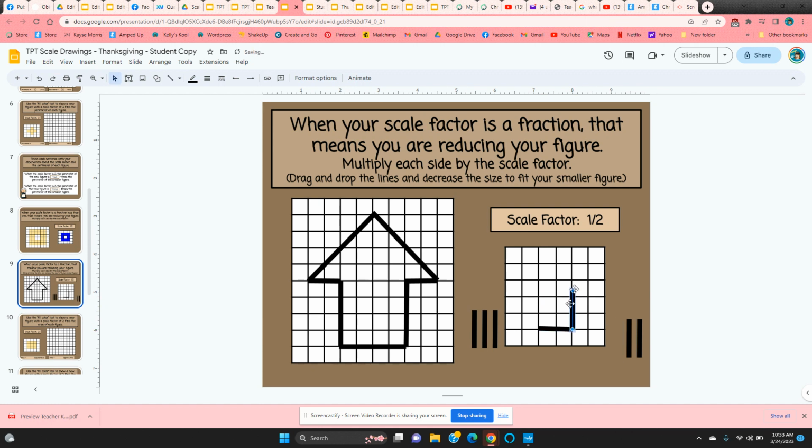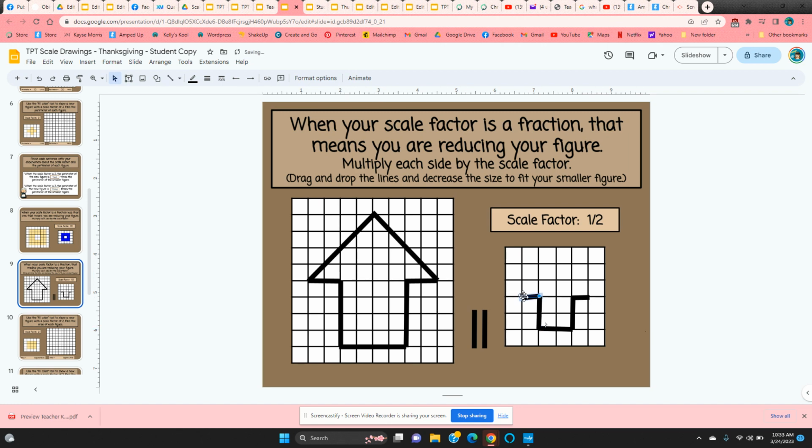Each side is going to be divided by 2. These little sections are going to be 1. You might want to straighten it all out at the end when you're done. Two divided by 2 would be 1.